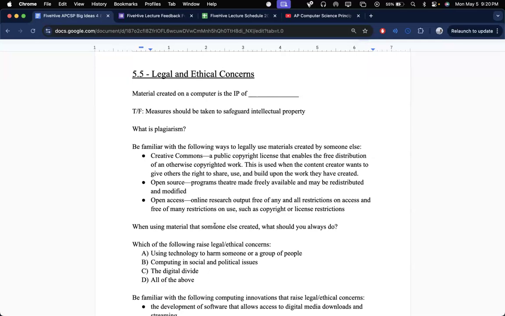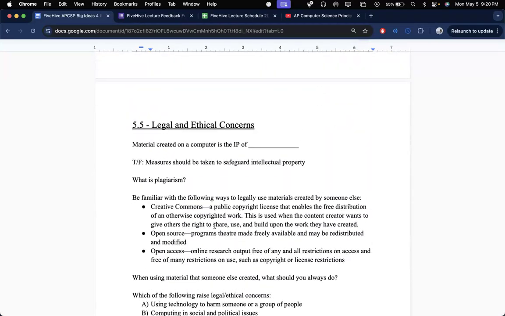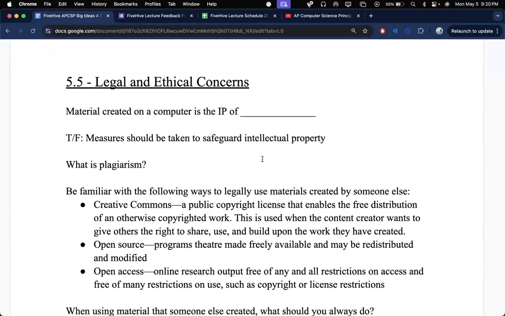Okay, so now this is where we start getting into a little bit more fun stuff for these last two units. So material created on a computer is the IP, or the intellectual property, of who? What do you guys think? The user, right? The creator, right? Yeah, the creator or organization. So for example, if I create something for Five Hive, it is the property of Five Hive, right? It's not technically my property.